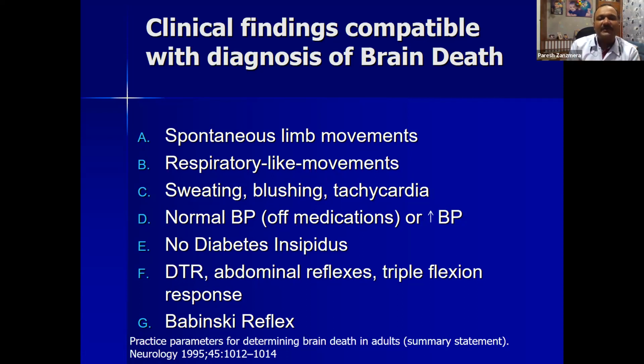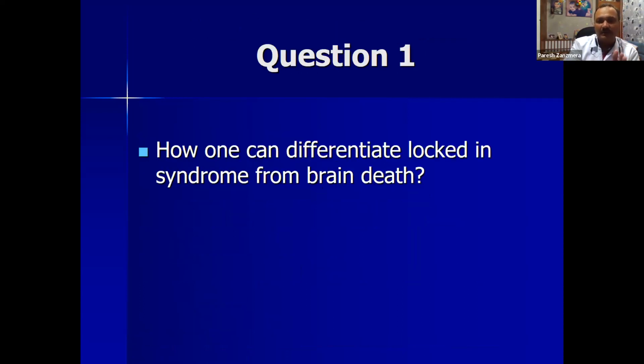If your DTR is still present, or abdominal reflex, triple reflex, or Babinski sign is still present, you can still diagnose the patient, because these are all mediated by your spinal cord. We are discussing brain death, and that does not include spinal cord death, right? That you have to remember. So brain death is ultimate death. So I will include a few questions.